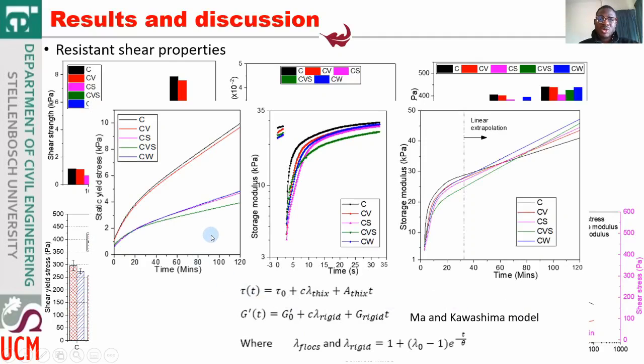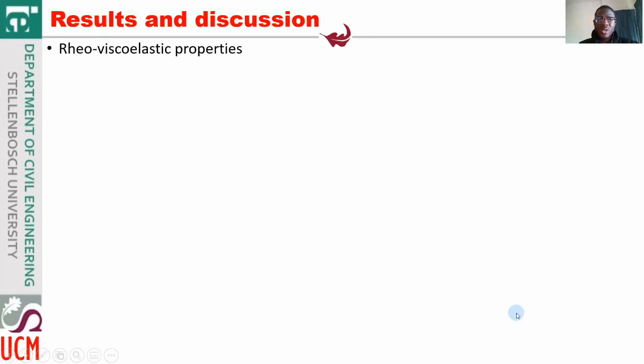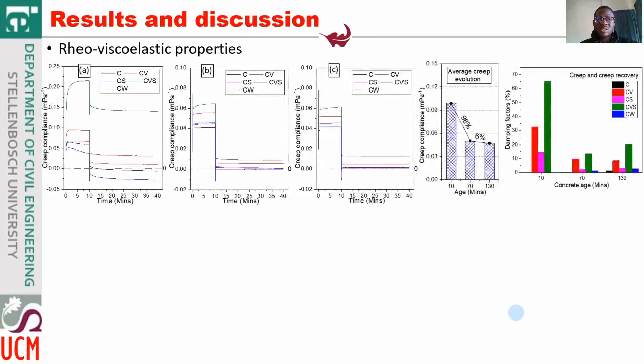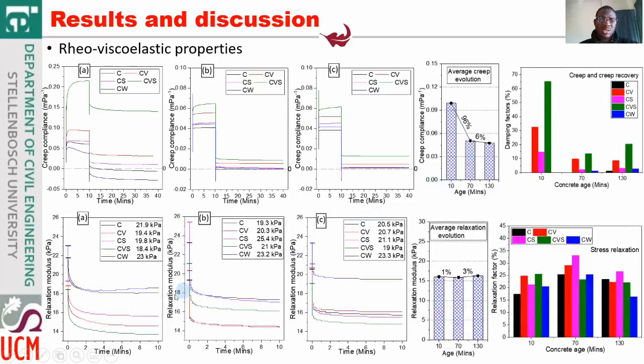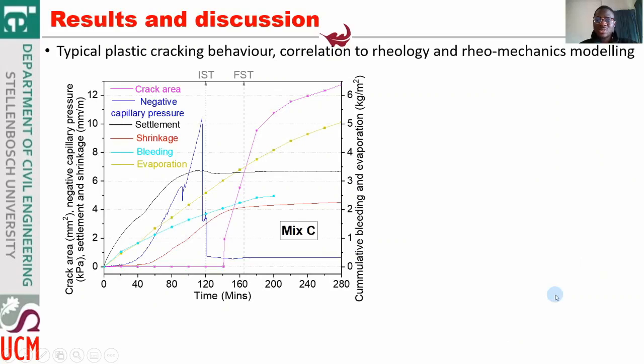The structuration of the concrete by rheometry was determined up to 30 minutes, and then it was extrapolated forward by using the Kawashima model. To the viscoelastic properties, these are some of the typical results from the creep and creep recovery tests, showing the creep compliance and the damping factor earlier shown in the governing framework. And then this is the stress relaxation result, also showing the relaxation factors.